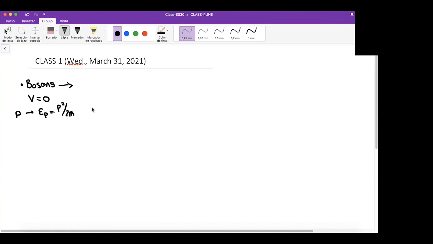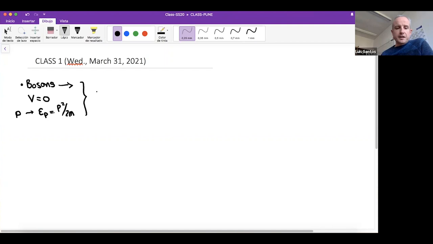And then the Bose-Einstein statistics tells me that the mean occupation of a level with a momentum p is given by this expression here. Yeah, this beta is the inverse temperature, the Boltzmann constant here. Mu is the chemical potential.